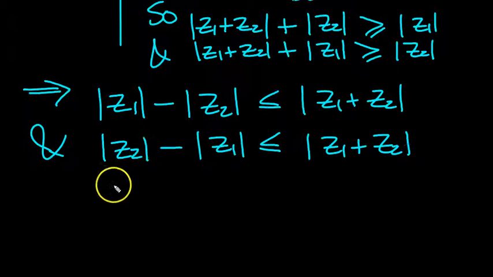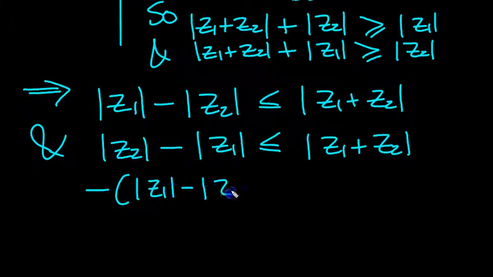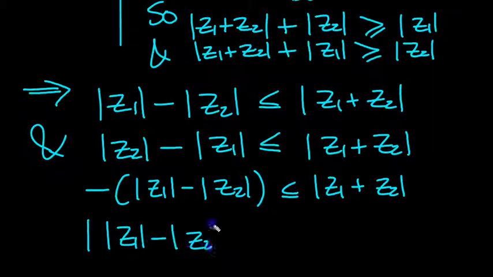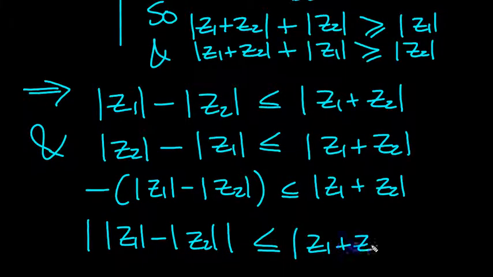Now this value here is none other than minus modulus of Z1 minus modulus of Z2 if you took a minus outside a bracket. So what we've got here is both this number and the negative of the same number is less than or equal to the modulus of Z1 plus Z2. So whatever sign this number has, it's always less than. So in other words, the modulus of this number, so we can just write that, is less than or equal to modulus of Z1 plus Z2. There we go.